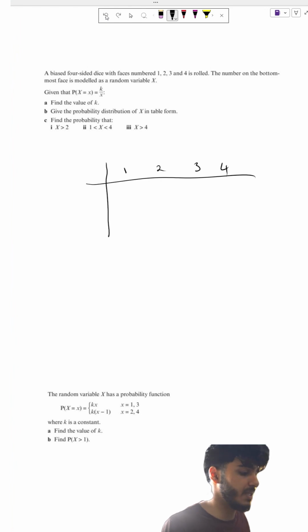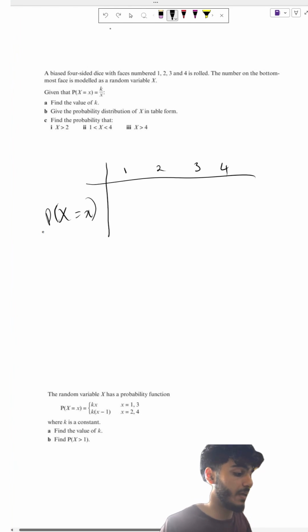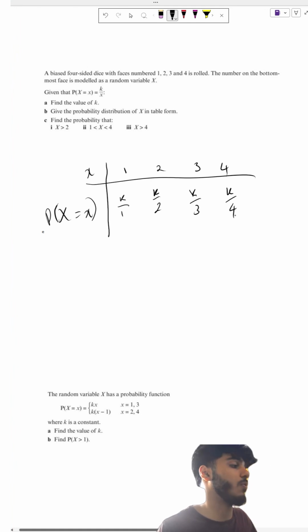Okay, and the probability that X is equal to x is equal to k over x, and we don't know what k is yet. Our top row is the value of x. So here, this is going to be k over 1. I got this 1 from here. The next one's going to be k over 2, next k over 3, next k over 4.